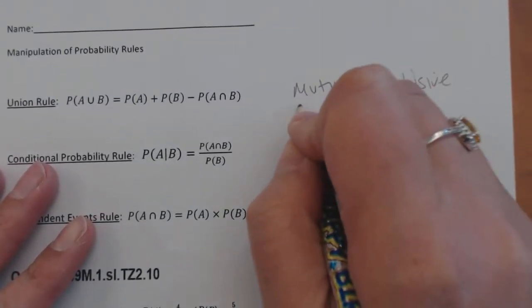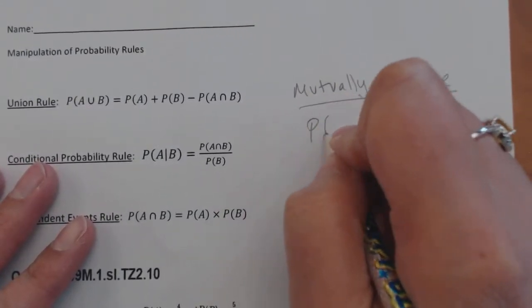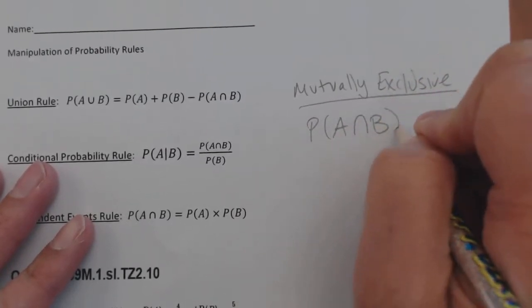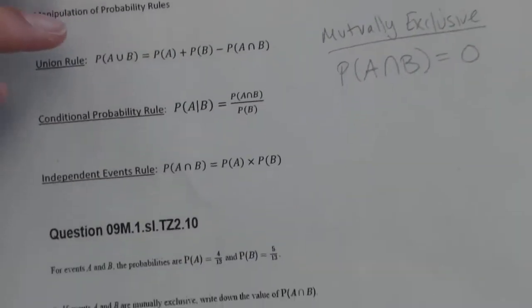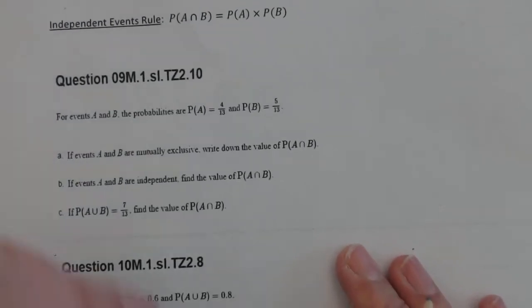And remember, mutually exclusive is when the probability of A and B happening is going to be 0. So that's mutually exclusive when they don't have anything in common. So there'll be no overlap for our circles if we did a Venn diagram. Okay, let's look at these questions.